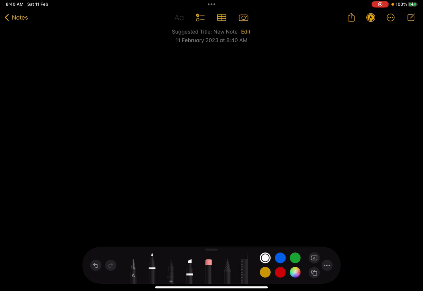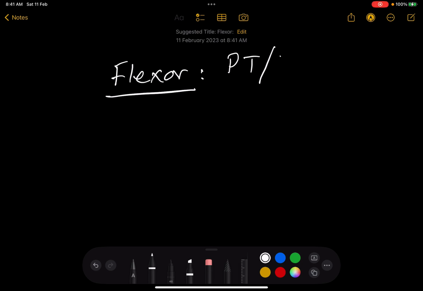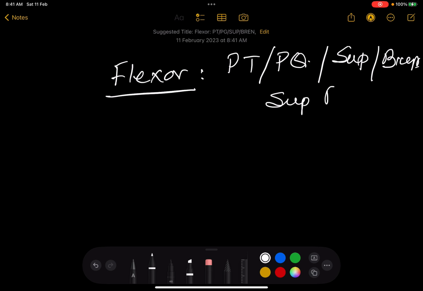Well, after understanding the forearm muscles, in the flexor compartment you have the pronator teres, the pronator quadratus, the supinator, and the biceps, working on the axis of supination and pronation.